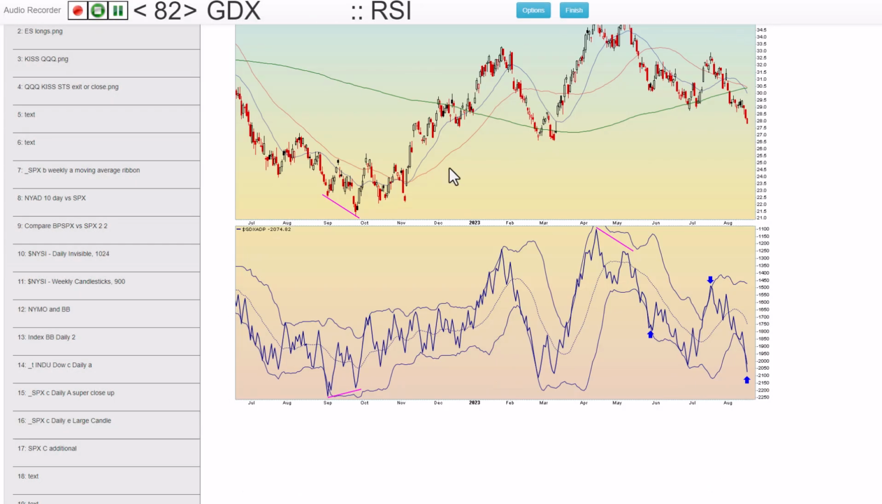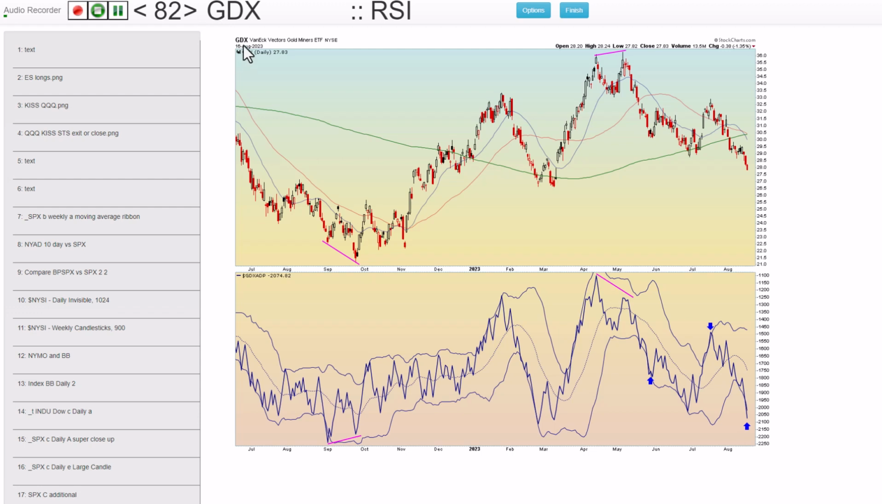Next, chart 82. Now, short term, GDX has an advance-decline indicator, and it's below its lower Bollinger Band. So short term, we may be getting close to some sort of mean reversion bounce.